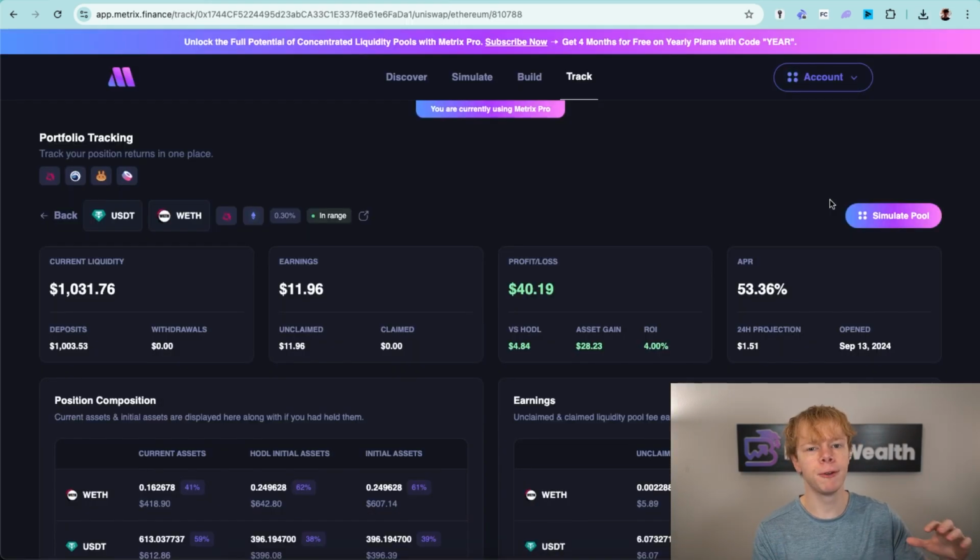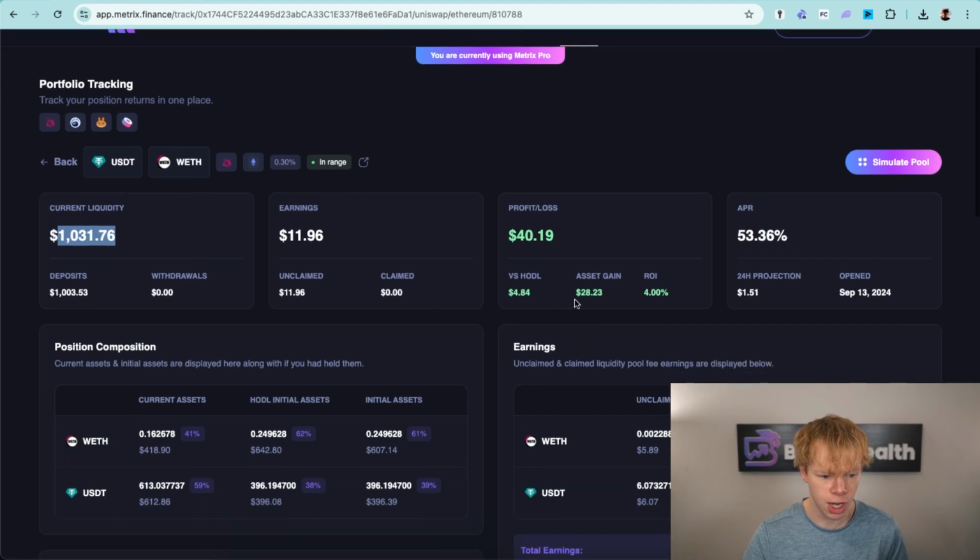Now, while it might have only been a few seconds since you last saw me, it's actually been a week since I've checked up on this position, and lo and behold, it's doing roughly a 53.3% APR. It's currently September 20th, nearly September 21st, but you'll notice that we have about $1,031 in current liquidity, hinting that our assets did appreciate, which you guys can see right over here under the asset gain section.